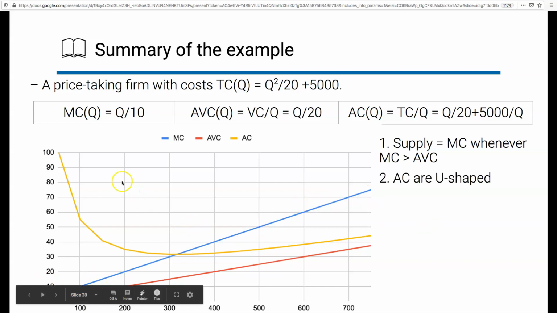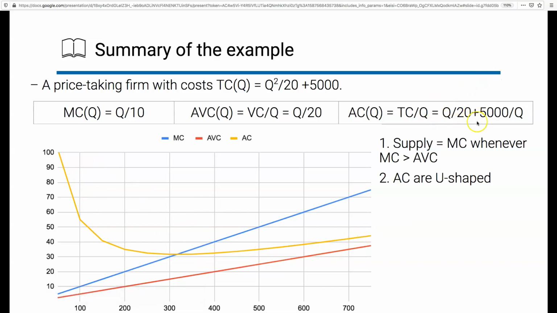Second observation, the average costs are U-shaped. Why are they U-shaped? Well, look at the two components. When q is small, the average variable cost component, q over 20, is rather small as well. The red line is very low. But when q is small, the average fixed cost component is large, because you take the 5,000 that you pay for the capital, and you have to divide it evenly between the small output that you're producing. So the average fixed cost component will be large.